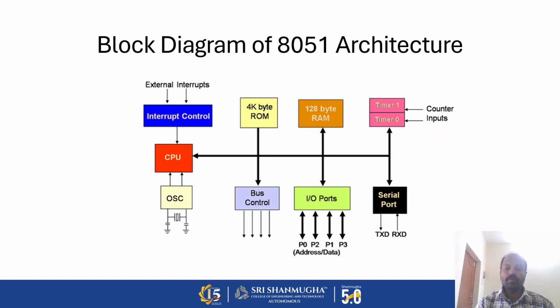Then we have I/O ports. We have seen in the pin diagram the 4 ports, P0, P1, P2, P3, which are used for address and data access. And then we have the bus control, for controlling the communication. So this is the block diagram of the 8051 architecture.